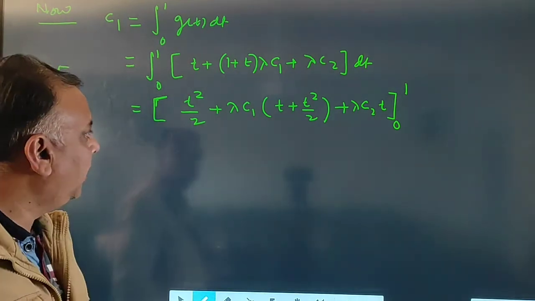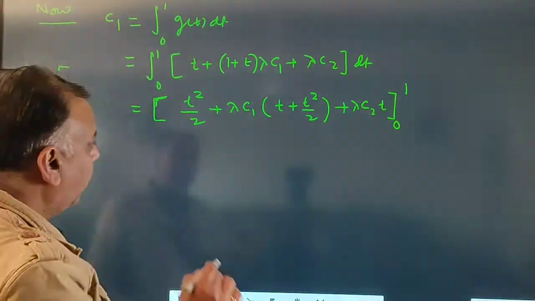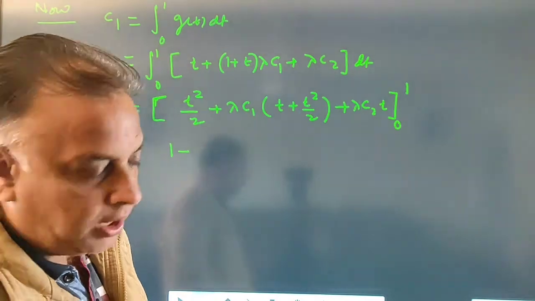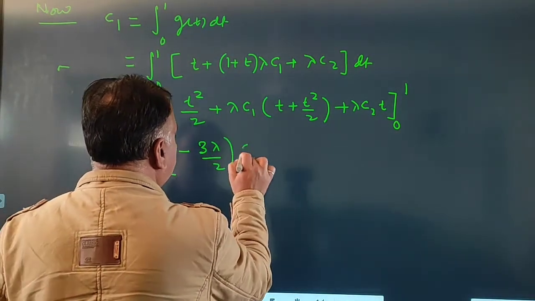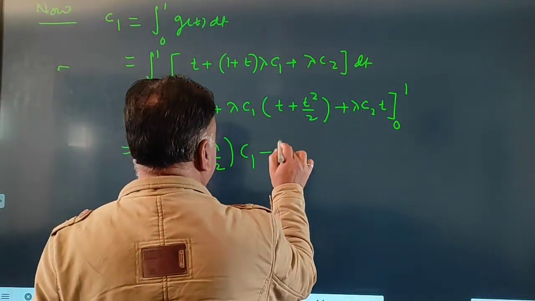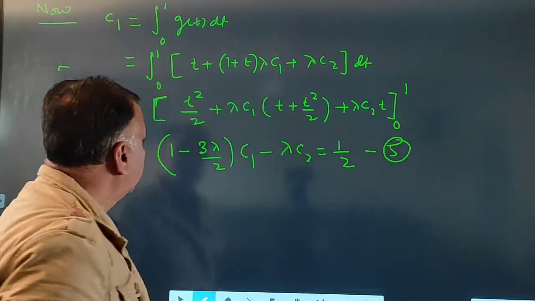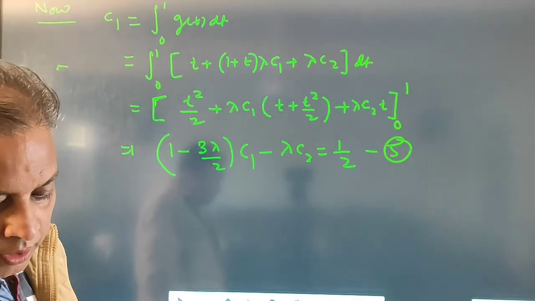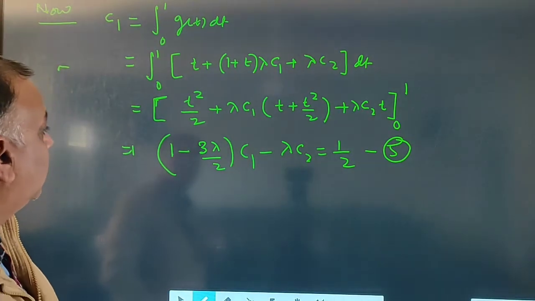So putting the value of t, we get a relation in c1 and c2. So we get 1 minus 3 lambda by 2 into c1, minus lambda c2 is equal to 1 by 2, equation number 5. Solving this, we get 1 minus 3 lambda by 2 into c1 minus lambda c2 is equal to 1 by 2, which is equation number 5.